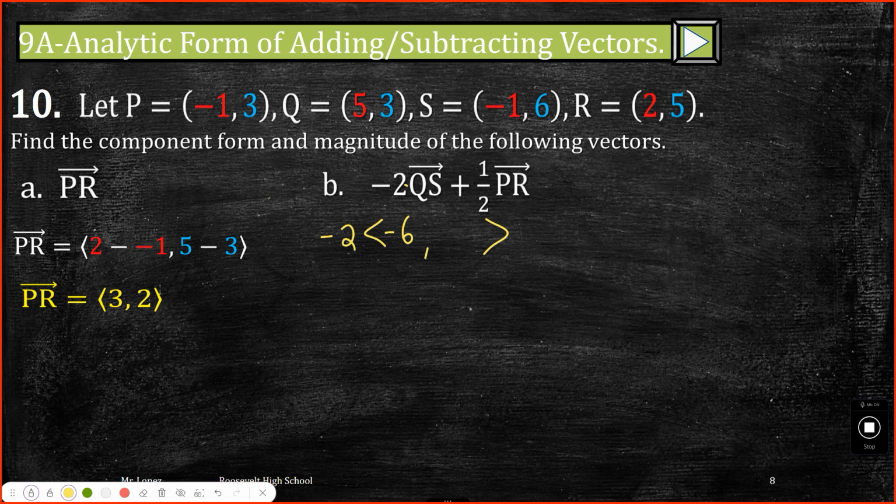Natalie, what would be the Y component? Oh, hold on. My bad. I was looking at the wrong one. You're right. Okay, plus. Don't we already have P to R? Don't we have it from over here? 3, 2.